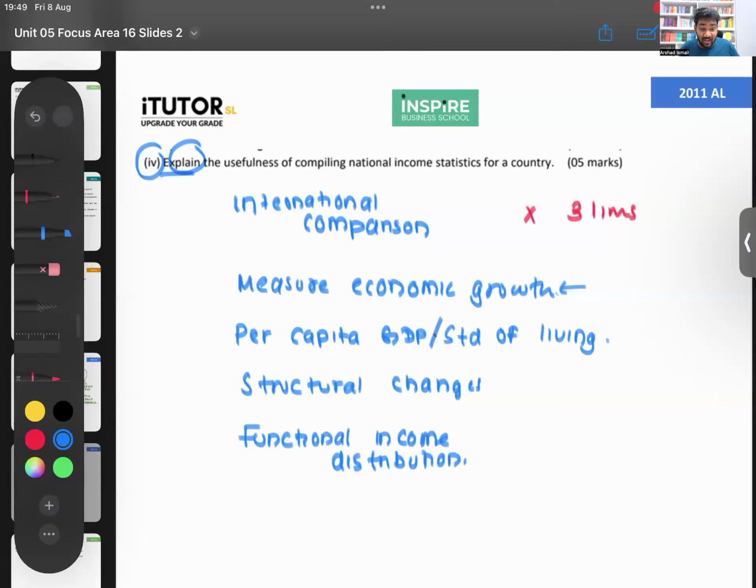Can you give me one country that has very high levels of per capita GDP? An Asian country. They are one of the highest in the world. Singapore. Singapore has very high levels of per capita GDP. Their per capita GDP, if I'm not mistaken, is around 140,000 US dollars.